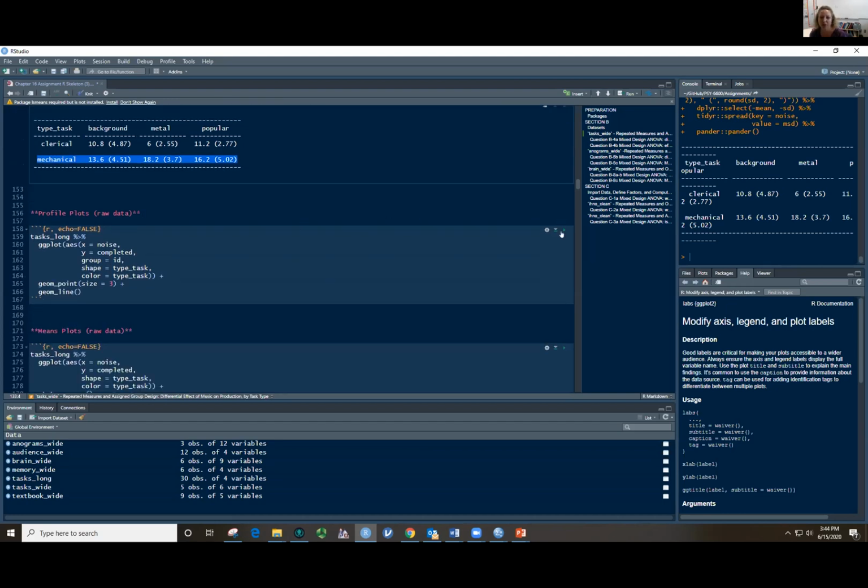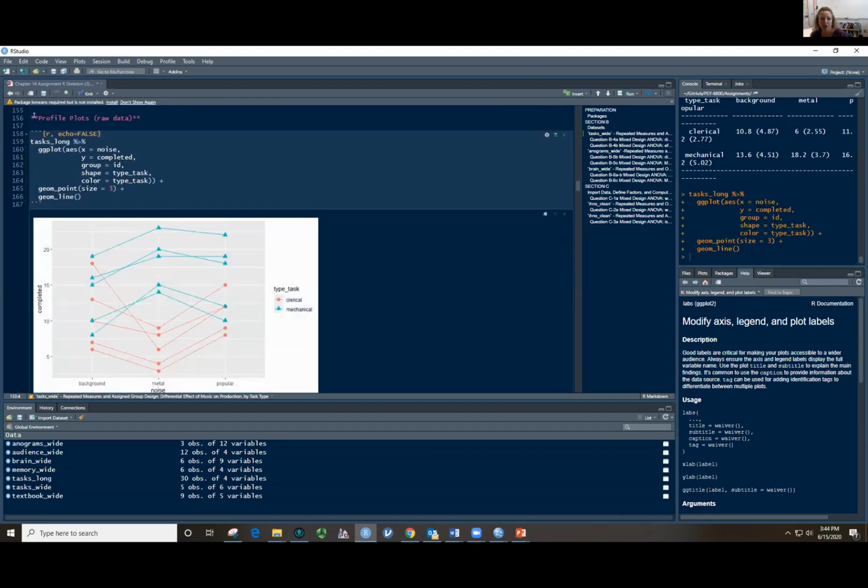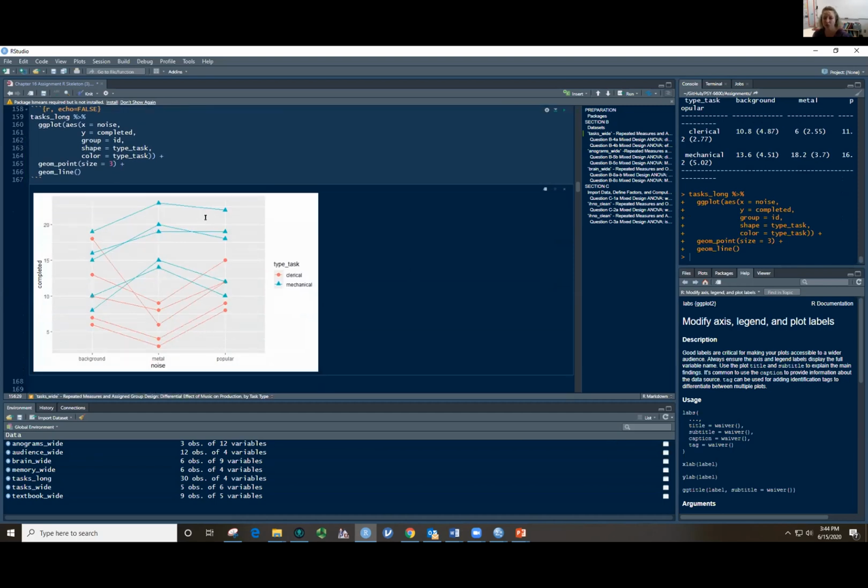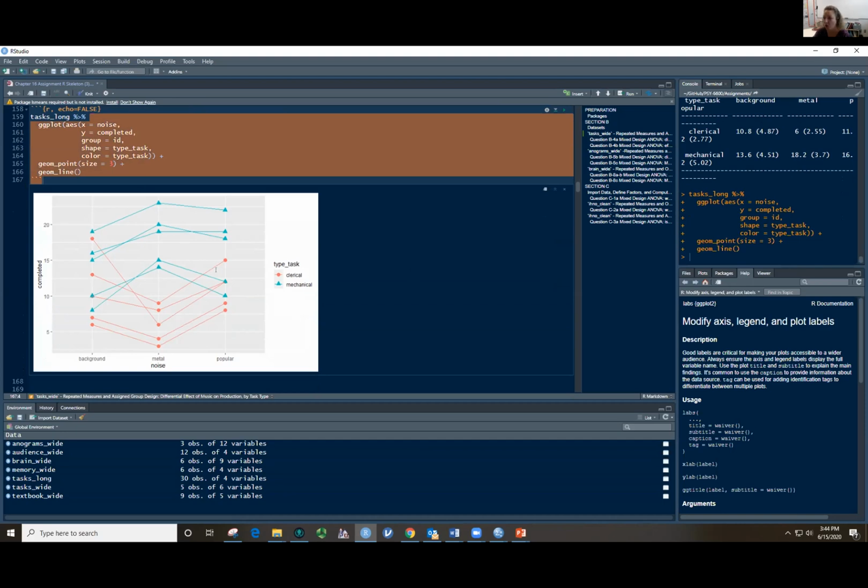So here is a plot. This kind of plot is called a person profile plot, or a profile plot. Each person's profile, or all that person's data, is given with a single line. So here we have the clerical tasks are the coral circles and the teal triangles are the mechanical tasks. Are the shapes of those lines the same if they're in the same group? What about in the teal group? Are they more similar to each other than the red circle groups?